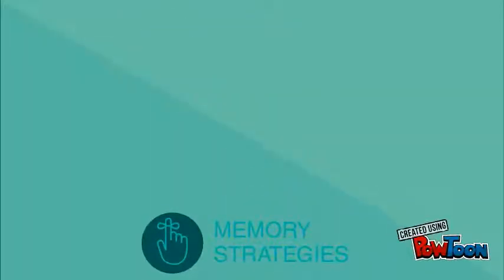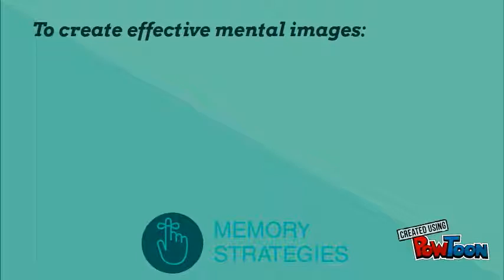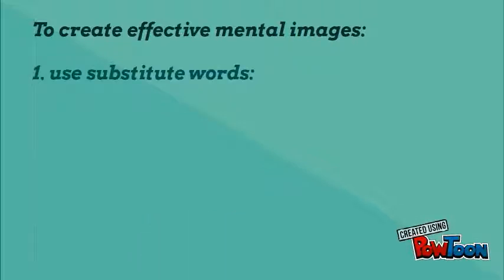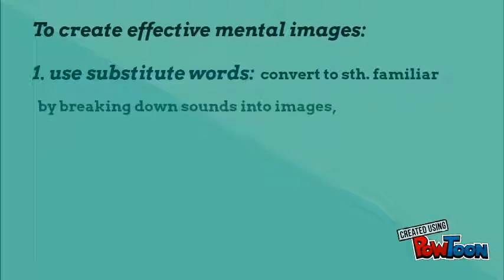In order to create effective mental images, 3 possible general steps or tricks are suggested. You can first use substitute words, that is, convert any concept, word, symbol or other information to something familiar by breaking down the sounds that make up the word and then thinking of memorable images of each part. When you picture these substitute words, you will also be able to call up the English words.